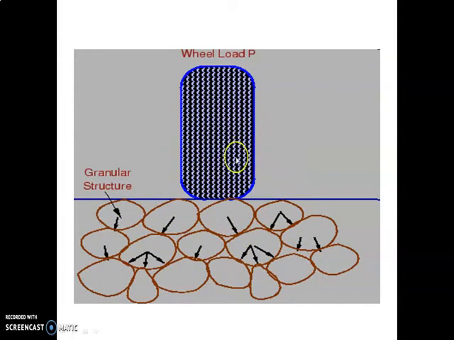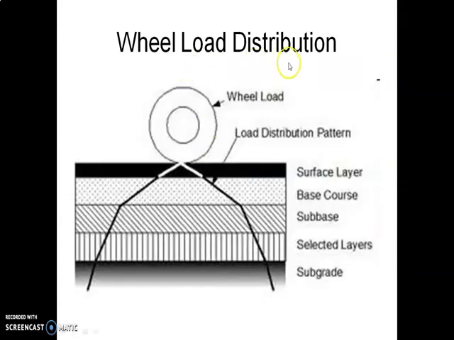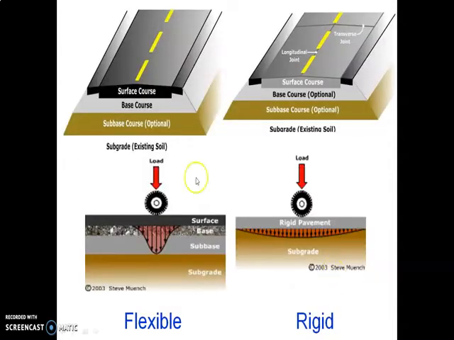Ground surface, subgrade. Second one is subbase, surface, base. You have to apply the load. Subgrade, existing soil, subbase course optional, base course, surface course. Another one you have to see is rigid pavements. One is a subgrade. Another one is rigid pavement. You have to apply the load and then subgrade, existing soil, subbase course, base course, surface course.